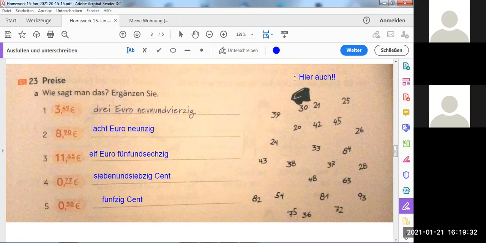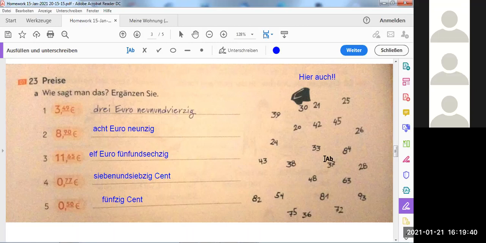We go to Mr. McPherson. He is there. Guten Tag, sir. Guten Tag. Oh, super, super. Bitte, welche Nummer? 82. 2 und octic. Wunderbar. 54. 4 und 50. Wonderful. 63. 3 und 60. Wunderbar, super.